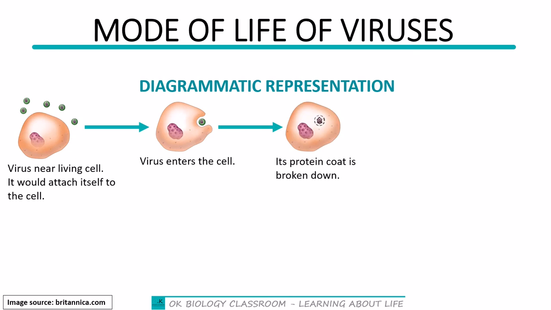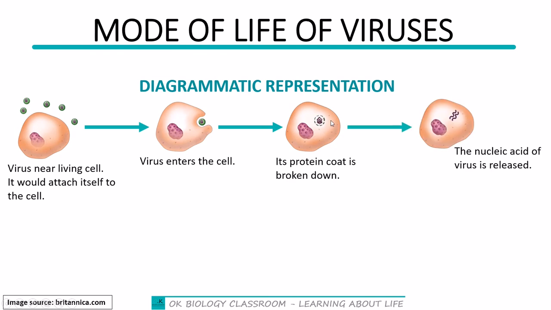Then when they enter the cell, it is their nucleic acid that they need to multiply, because as the nucleic acids they have, whether DNA or RNA, multiply, it causes them to also increase in number. But in this case, the nucleic acid, like it has been shown here, is surrounded by the protein coat. So they need to break down the protein coat. It will be broken down so that the nucleic acid will be free.